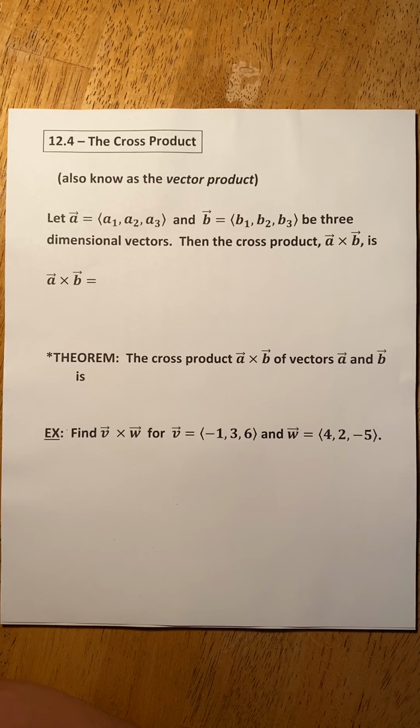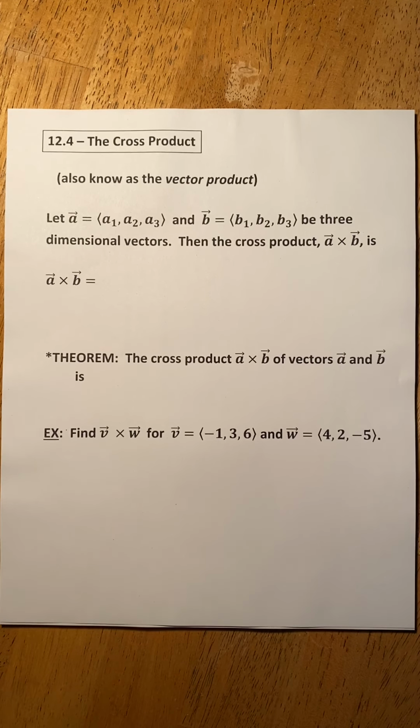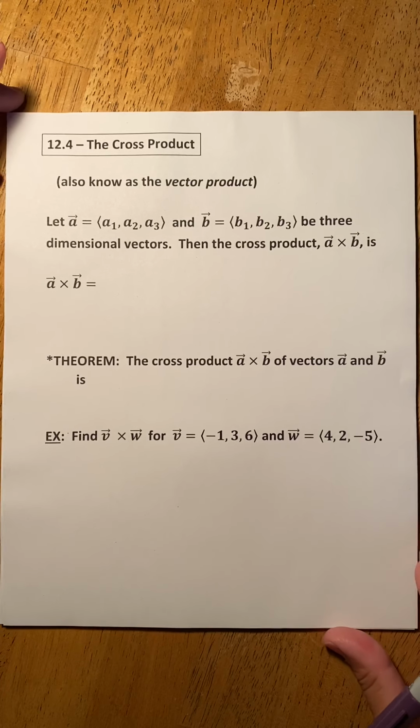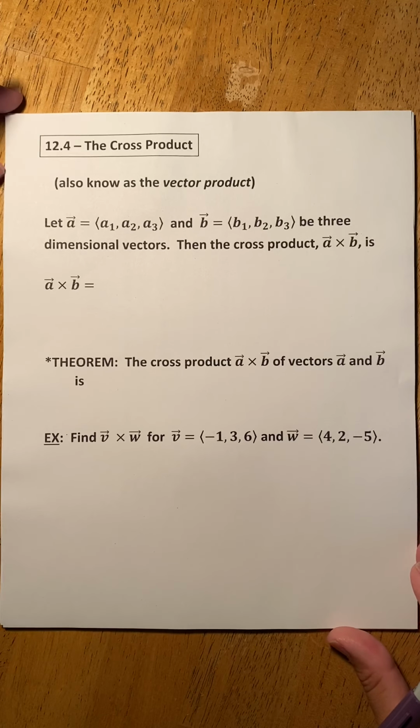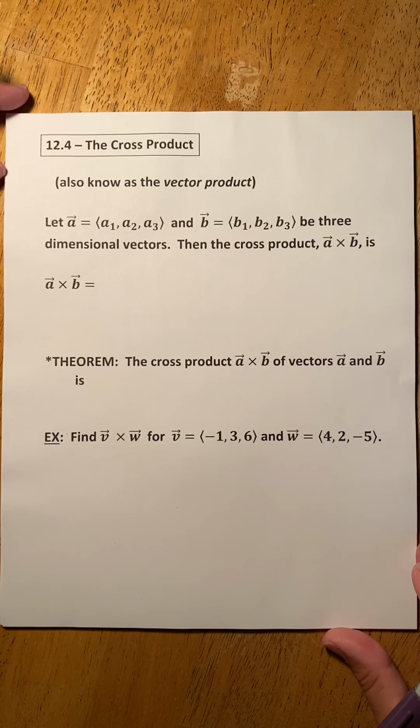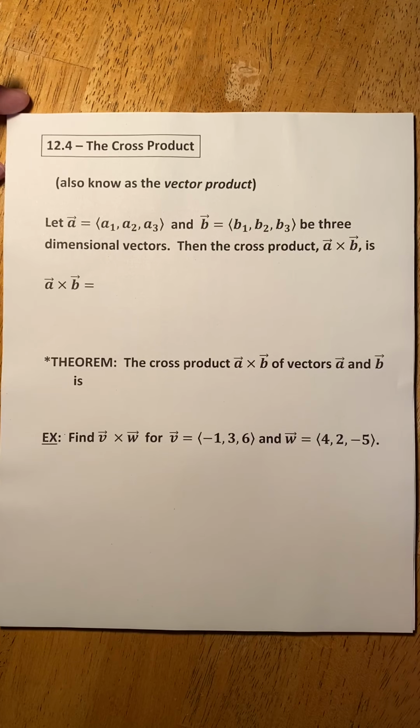Hey everybody, welcome to section 12.4, the cross product. The cross product is a quantity we compute between two vectors. It's also known as the vector product because the result is a vector. If we're given two vectors, A and B, note that the cross product is only defined in 3 dimensions.